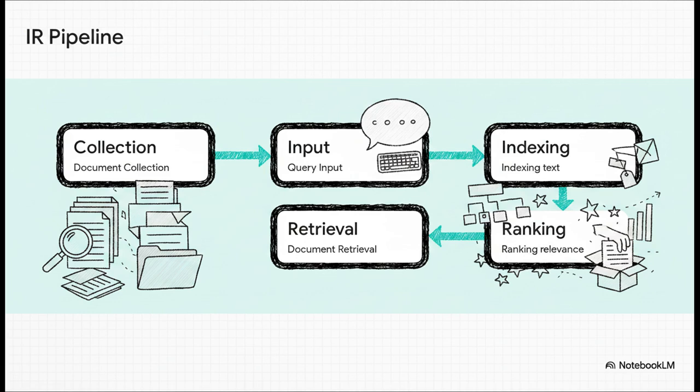How do systems actually retrieve information? Well, information retrieval, or IR, doesn't just do a simple exact word match. It retrieves the most relevant results from a massive collection using a strict 5-step process. First, document collection gathers the raw data. Second, query input captures what you're actually searching for. Third is indexing the text for speed. Fourth is ranking the documents based on relevance. And fifth is the actual retrieval of those results back to you.